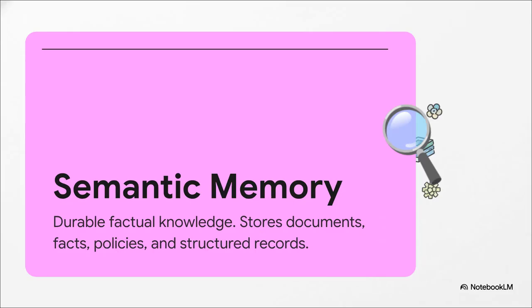Next, we've got semantic memory. This is the agent's long-term library of facts. Think of it as its reference section. Things like company policies, product docs, user records. This is the stable, durable knowledge that the agent can pull up whenever it needs a specific piece of information.